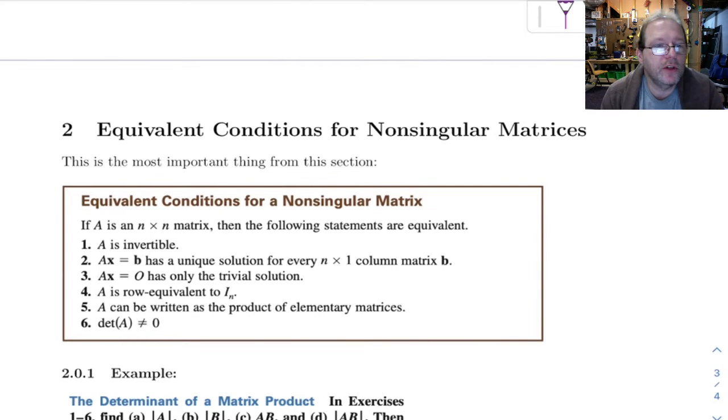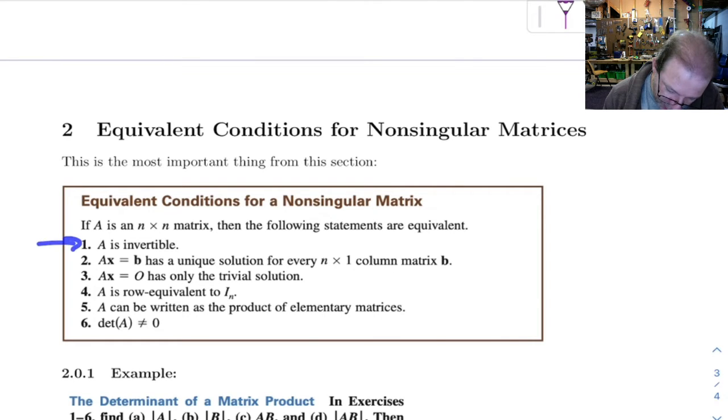This bit on equivalent conditions for non-singular matrices is one of the most important things that we'll talk about in this section. And let's just look at this. It says these are equivalent conditions. If A is an n by n matrix, then all these things are equivalent. It means for that matrix either all of these are true or all of them are false.